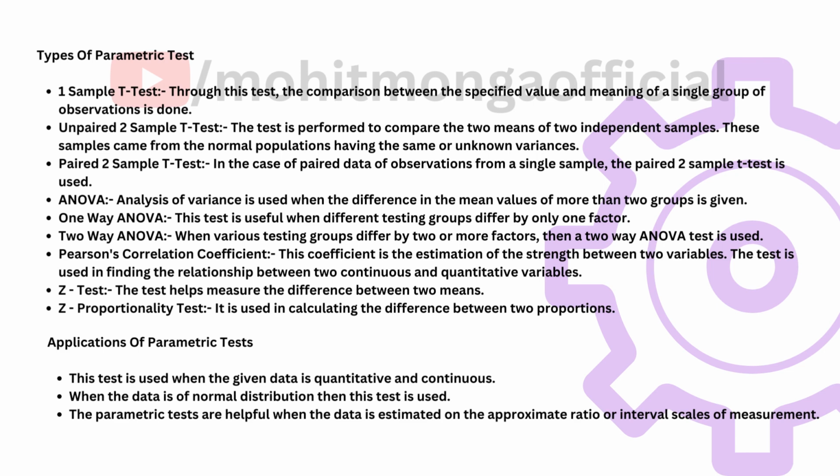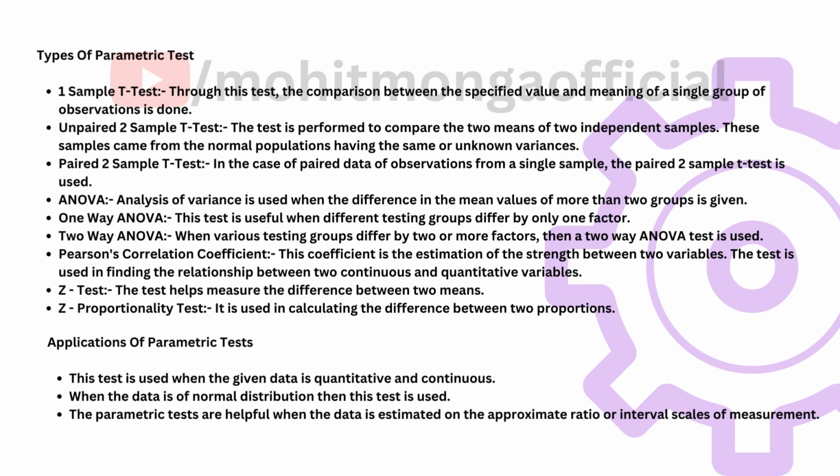Pearson's correlation coefficient. This coefficient is the estimation of the strength between two variables. The test is used in finding the relationship between two continuous and quantitative variables. Z-test. The test helps measure the difference between two means. Z-proportionality test. It is used in calculating the difference between two proportions.